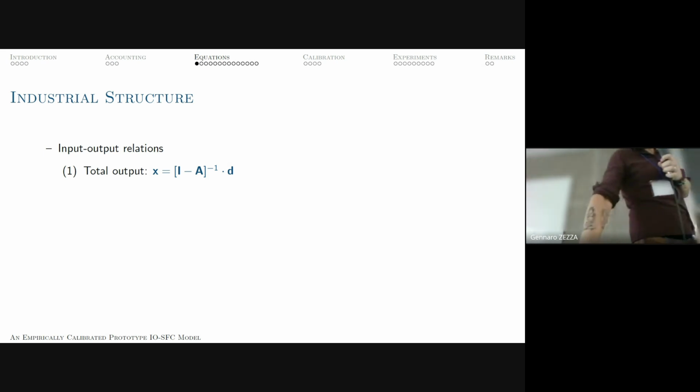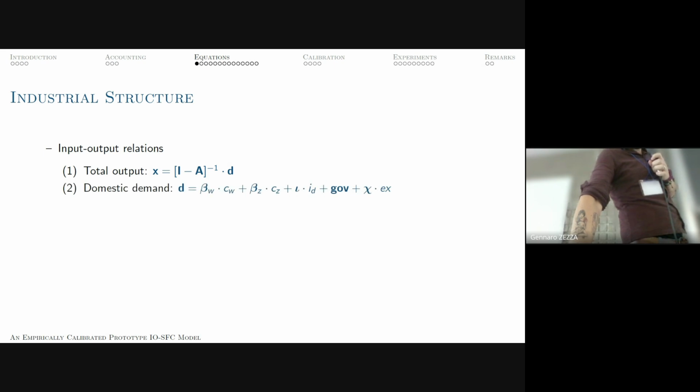A is the matrix of technical coefficients, X is the vector of outputs, and D is the vector of final demands. The final demand is then determined by using consumption from two different types of households. I have for now working class households and, say, capitalists, however you want to call them. So we have consumption, we have investments, and we have exports.